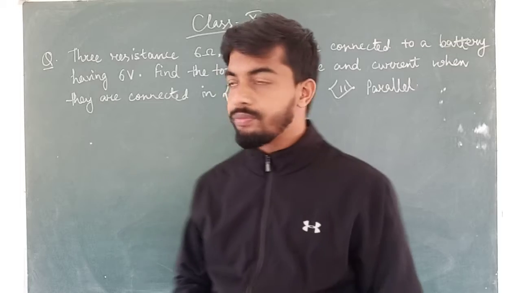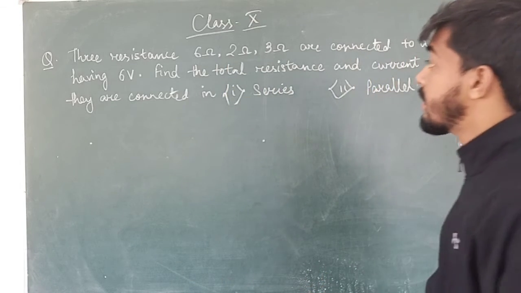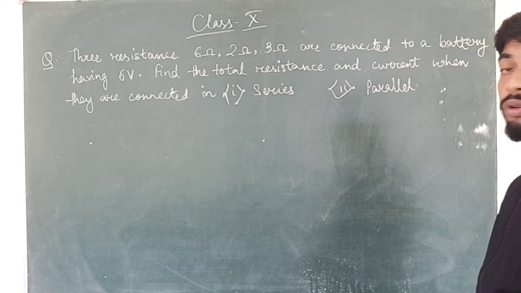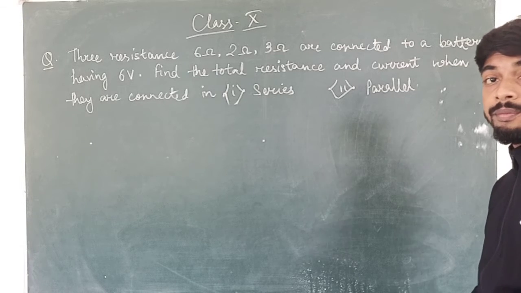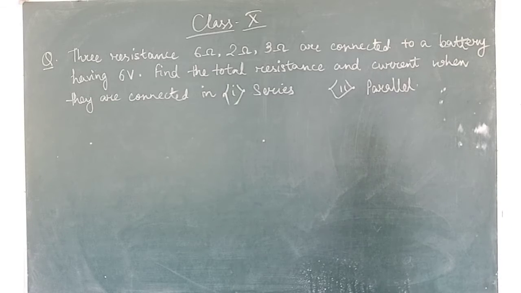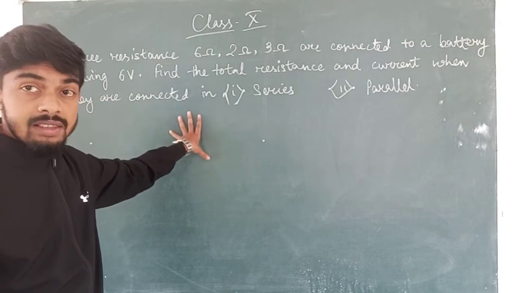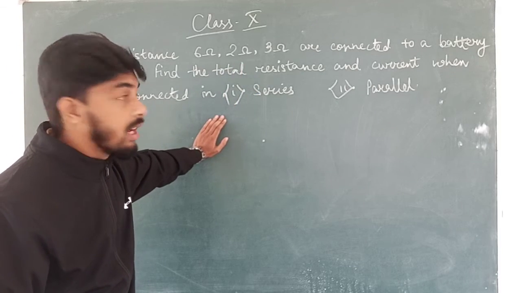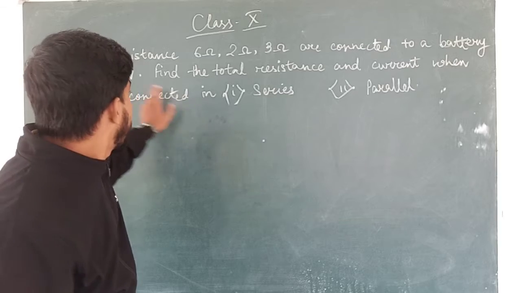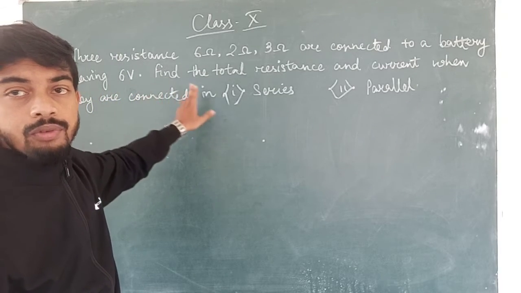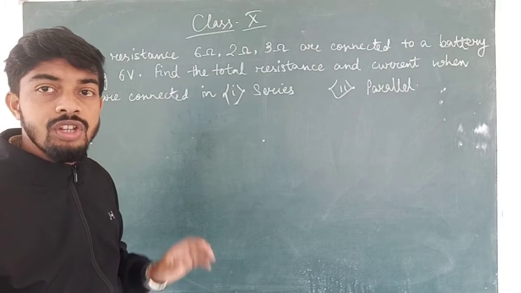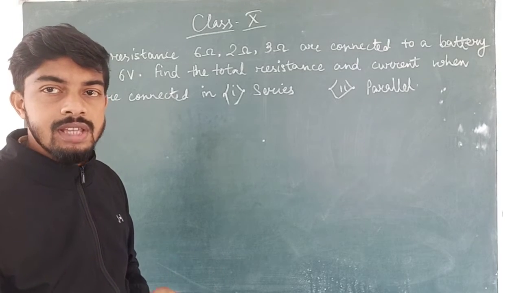So I have a question here. Three resistances 6 ohm, 2 ohm and 3 ohm are connected to a battery having 6 volt. Find the total resistance and current when they are connected in number 1 series and number 2 parallel. Now here in the question it is said that 3 resistances are there of some value. Those are connected to a battery which is of 6 volt. And here we have to find the total resistance of the combination and the current flowing through the circuit.